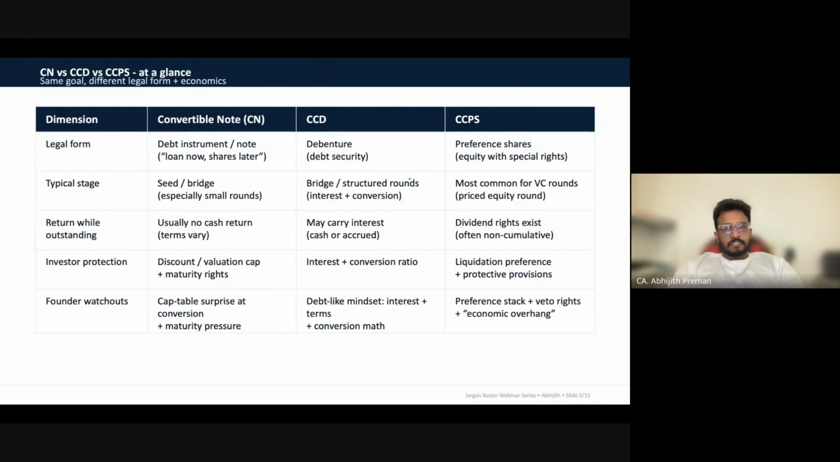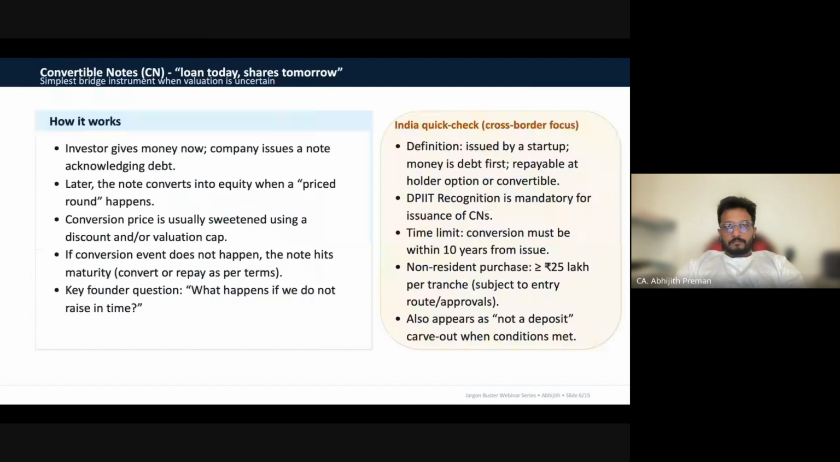Then in CCPS, preference stack plus veto rights plus economic overhang. So there will be preference. You should check whether voting rights are assigned to the preference shareholders, and what is the economic benefit or economic control that the investor is going to have. Okay. So I think somebody asked about CCD or CCPS. So CCD is compulsorily convertible debenture. CCPS is compulsorily convertible preference share.